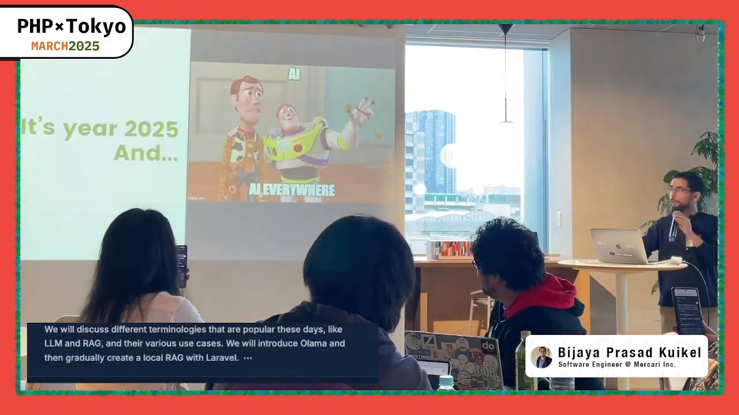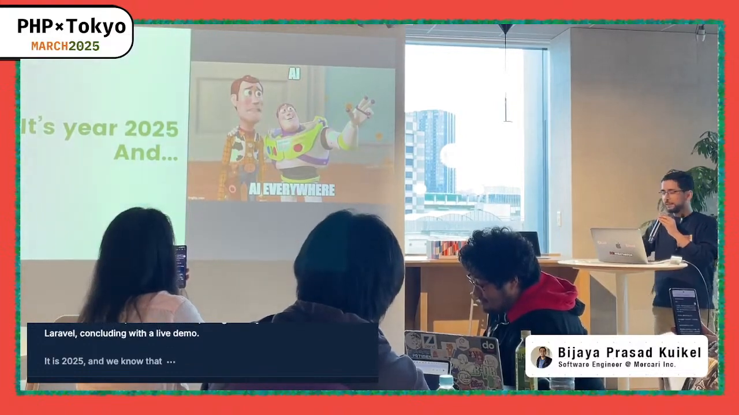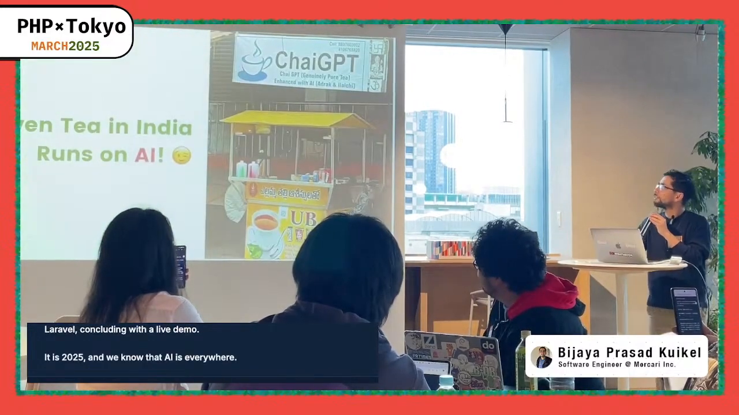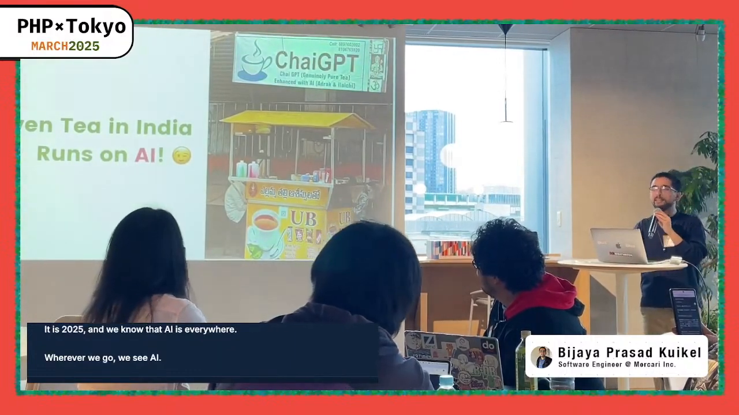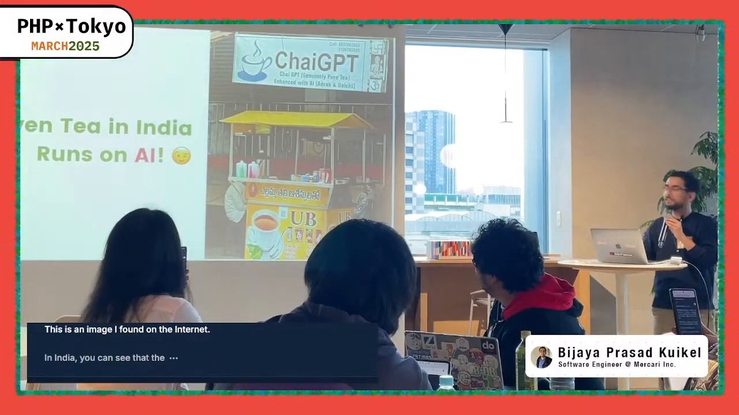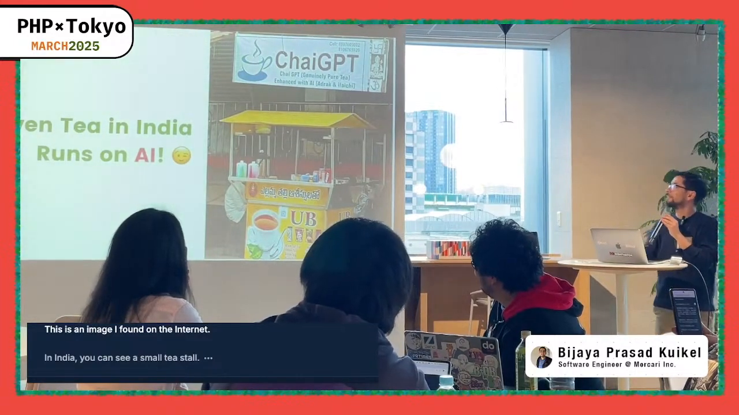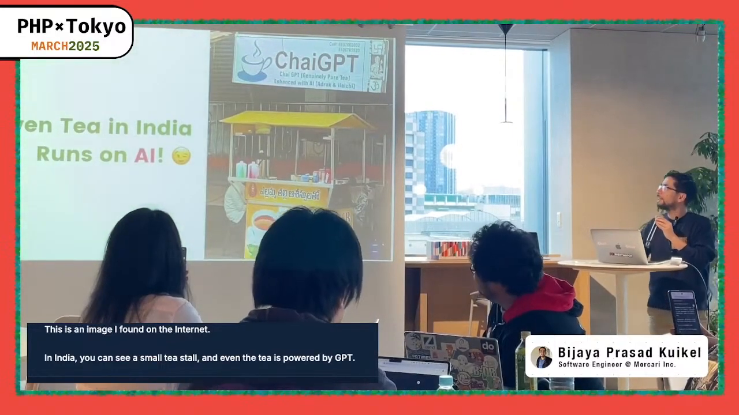So it's 2025 and we know that AI is everywhere. Wherever we go, we see AI. This is an image that I found on the internet. In India, you can see a small tea vending stall, and even the tea is powered by GPT. You can say Chai GPT. Chai means tea, and it's Chai GPT, and it runs on AI.